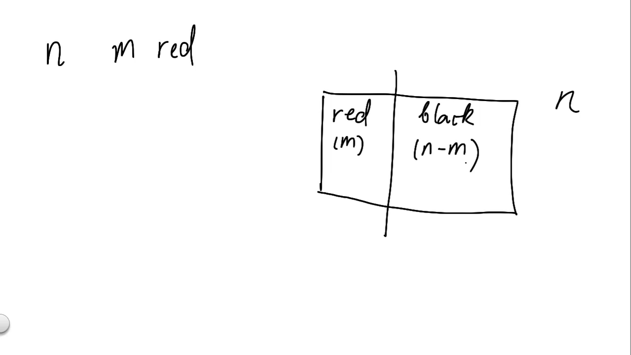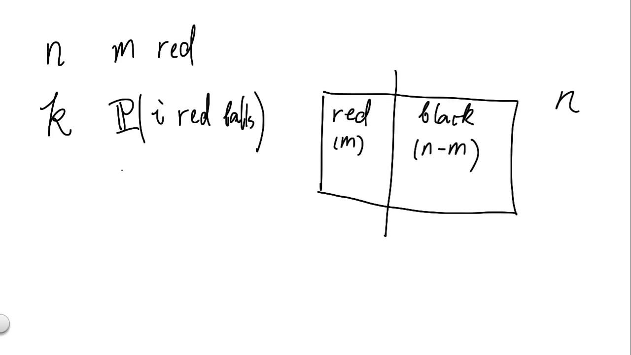Now from this box we are to draw k balls, and we'd like to know the probability that i out of those k balls are red balls. For the rest of the problem, we'll refer to this probability as PR, where R stands for the red balls. So from this picture, we know that we're going to draw a subset of the balls such that i of them are red and the remaining k minus i are black. And we'd like to know what is the probability that this event would occur.